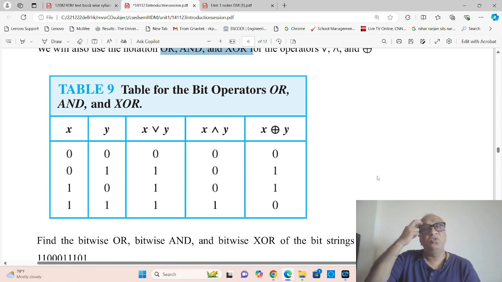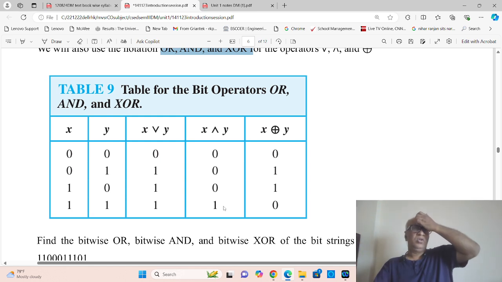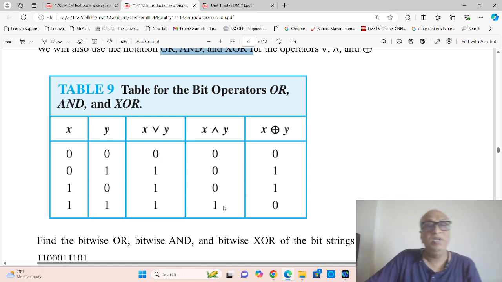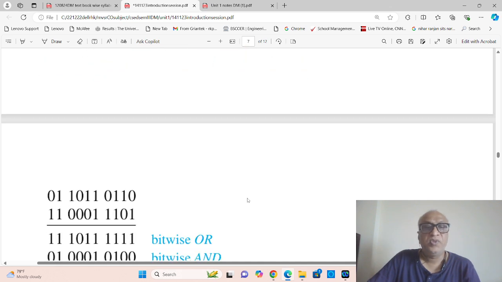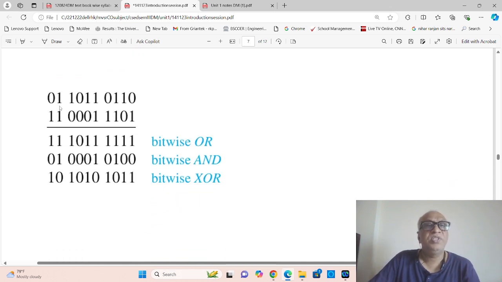Now we also know the truth tables for the AND operation, OR operation and XOR operation, which we had seen previously. The same holds true here. For OR, if any one input is true, the output will be true. For AND, if both the inputs are true, the output will be true. For XOR, if both inputs have truth values, the output will be false. Now, you can see this example also. We are finding OR, AND and XOR here, which we can quickly verify once.